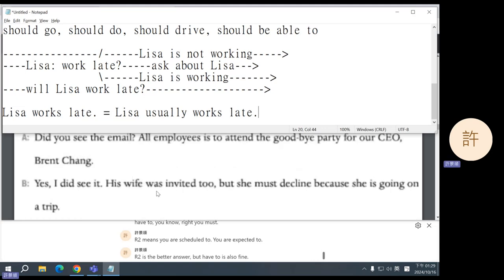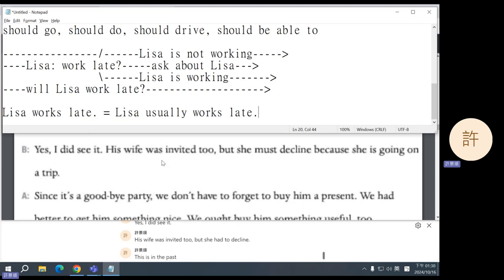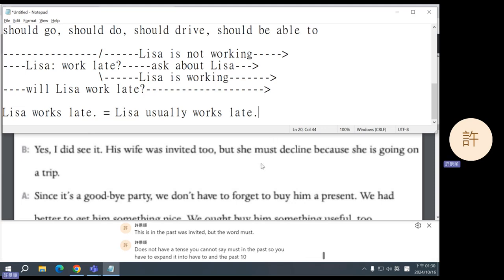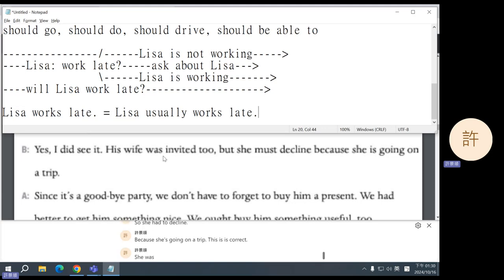Yes, I did see it. His wife was invited too, but she had to decline. This is in the past, was invited. But the word must does not have a tense. You cannot say must in the past. So you have to expand it into have to. And the past tense of have to is had to. So she had to decline because she's going on a trip. This is correct. She was invited. She had to decline in the past.